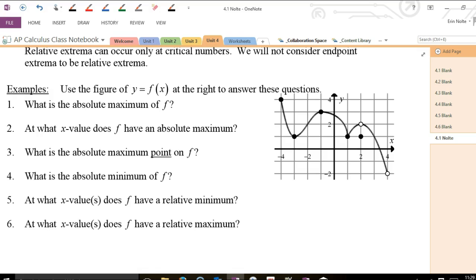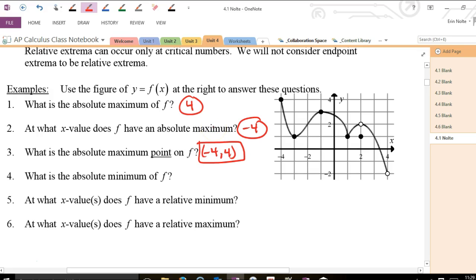So first question, what is the absolute maximum of the f function? 4. Good. Everybody okay with 4 because it is the highest y value that exists? Nice. So at what x value does f have the absolute maximum? Its corresponding x value is -4. So what is the absolute maximum point? -4, 4. So what I think they're getting you to understand in those 3 questions is just the different ways they would ask about extremas.